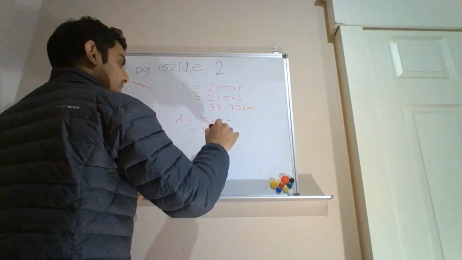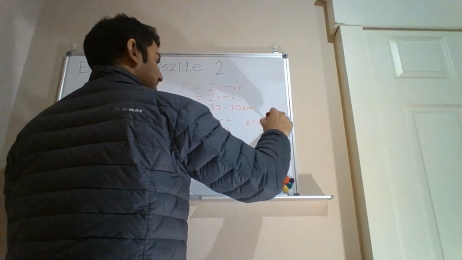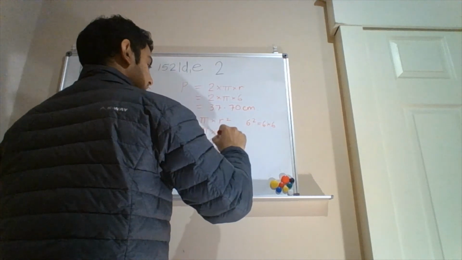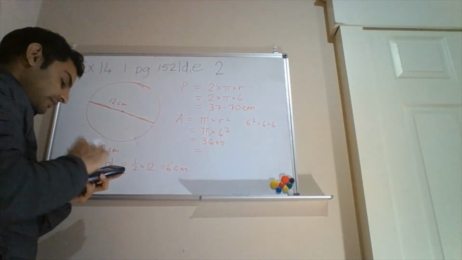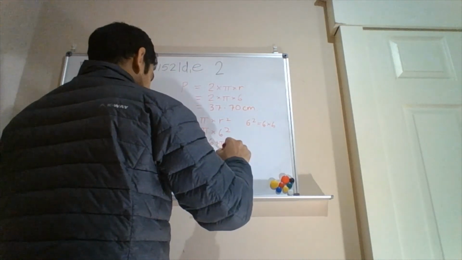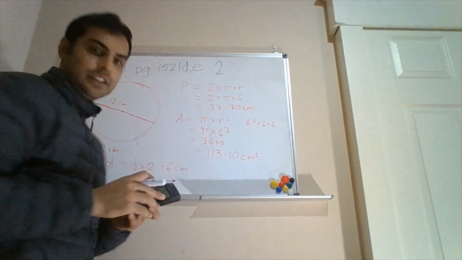So where it's r squared, I'm going to put 6 squared. 6 squared is 6 times 6, which is 36. So this becomes 36 times pi. And I get 113.10. Don't forget our unit, centimeters squared.